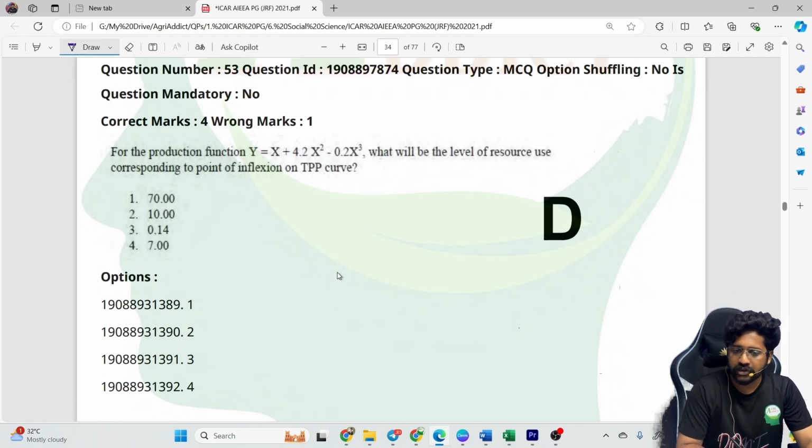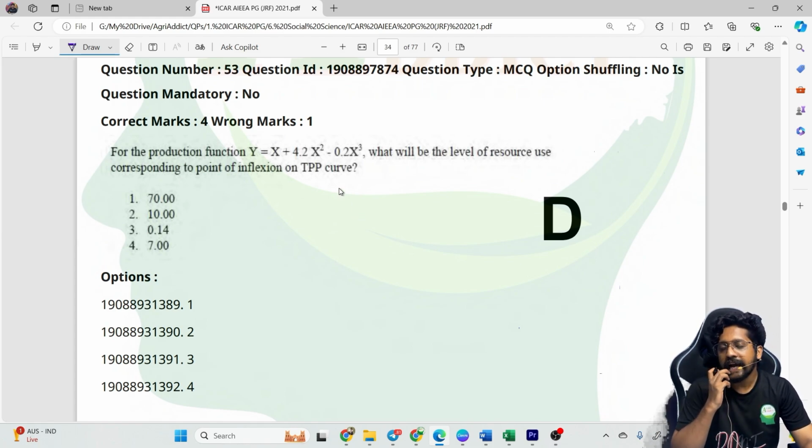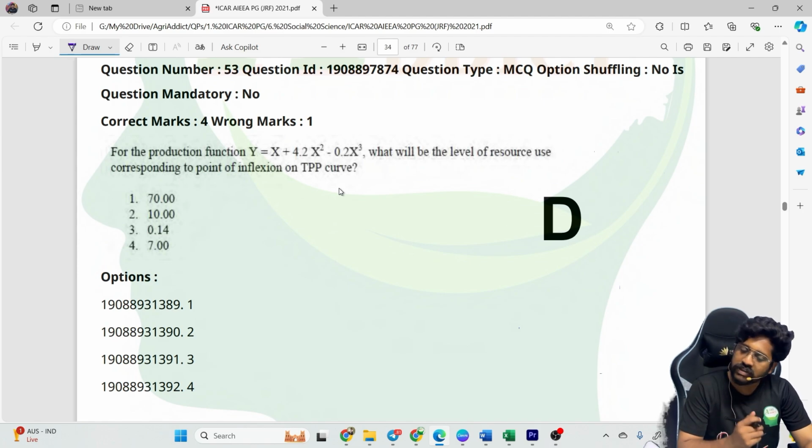So the next question is, for the production function y is equal to x plus 4.2 x square minus 0.2 x cube, what will be the level of the resource use corresponding to the point of inflection on the TPP curve? Where is the point of inflection on the TPP curve? Actually, the point of inflection is defined as the point at which the MPP, the marginal physical product, is maximum, and correspondingly on the TPP curve, the convexity of the TPP curve is changing at the point of inflection, right?